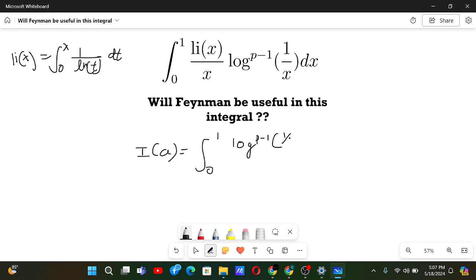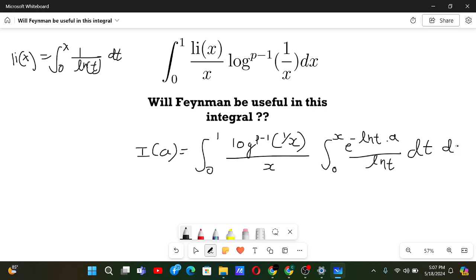We will write the li function as the integral from, let's say, 0 to x of e to the power minus ln t times a, by ln t dt, and then dx. We define this as our required integral I of a, such that if I substitute a as 0, I of 0 will just be our answer, because the integral from 0 to x of 1 by ln t dt is just li of x. So we are basically interested in I of 0.